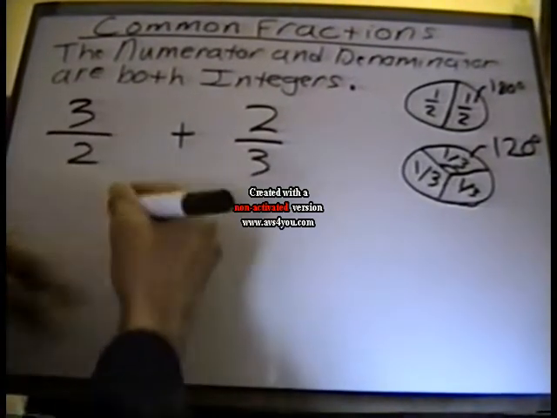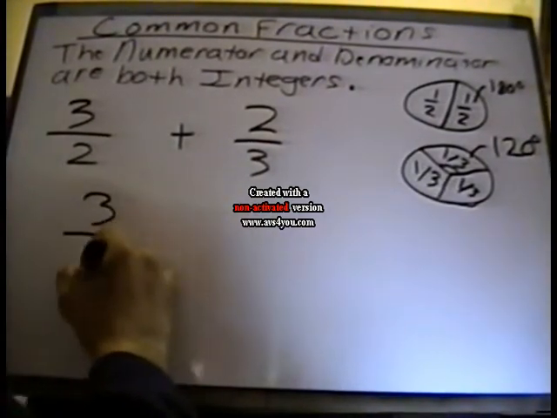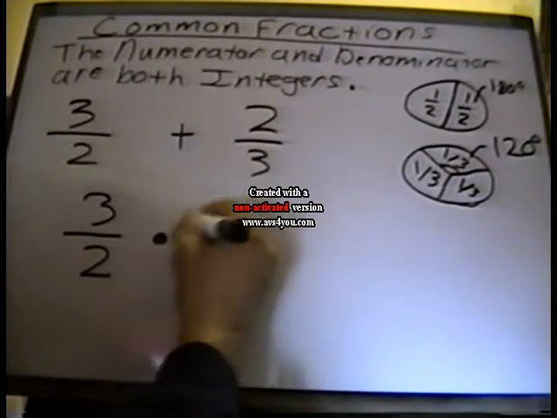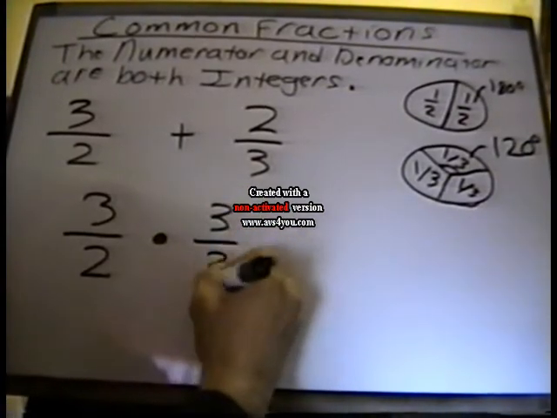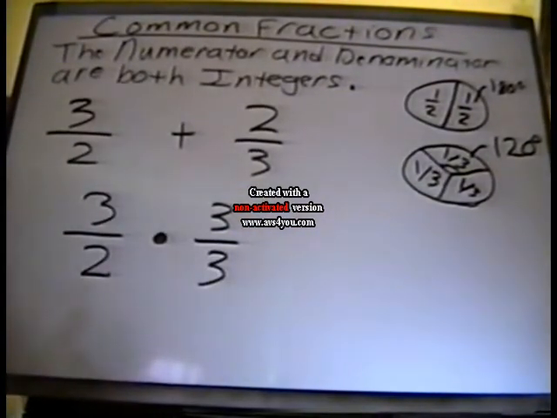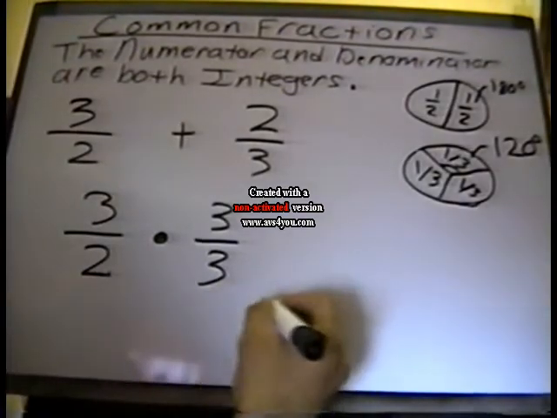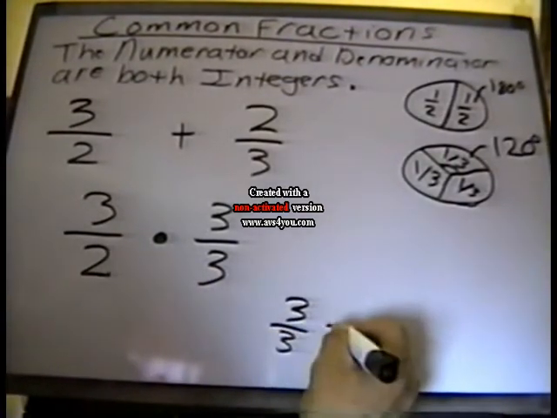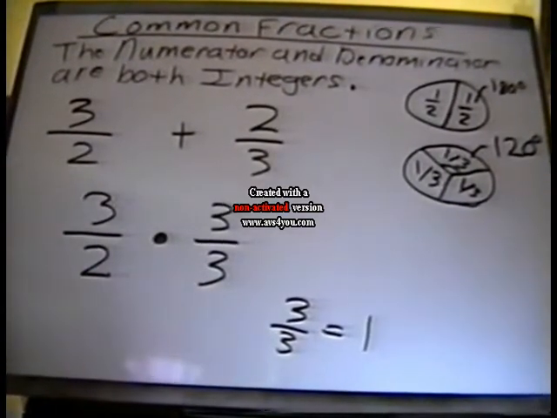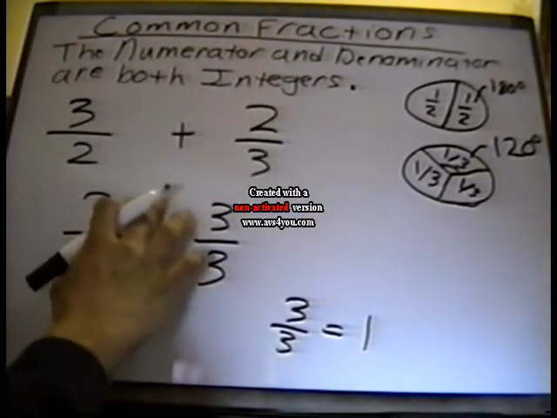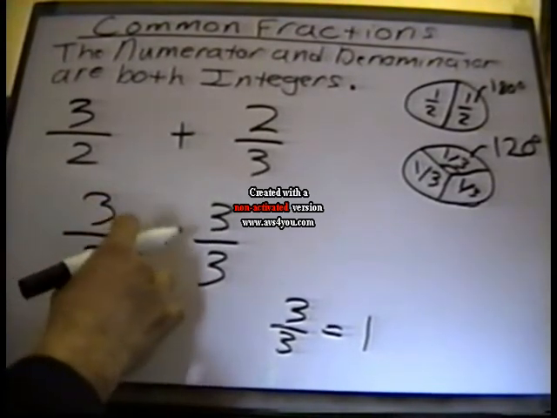So here we took 3 halves, we multiplied that by 3 over 3. Remember, 3 over 3 is equal to 1. And multiplying a number by 1 does not change the number. So it does not change the value. So although the numbers are changing, the equivalency remains the same.